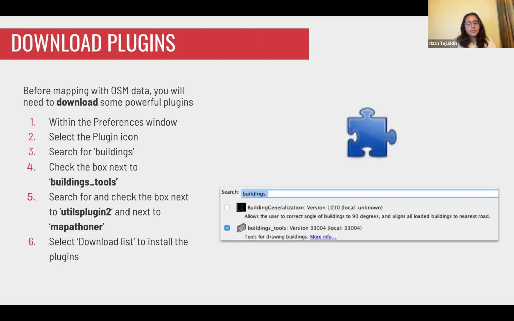One of JOSM's best features, in my opinion, is all of the plugins that you can download. There's a bunch of different ones, and I'm not going to go through them all, but the three that we really recommend are the Buildings Tools plugin, the Utils plugin 2, and the Mapathoner plugin. These are really great to be using while you're mapping. I really recommend it. So you're going to go into the blue puzzle piece icon, which is the plugin icon, and then select all of the plugins that you want to download. Then you're going to click OK and download them.